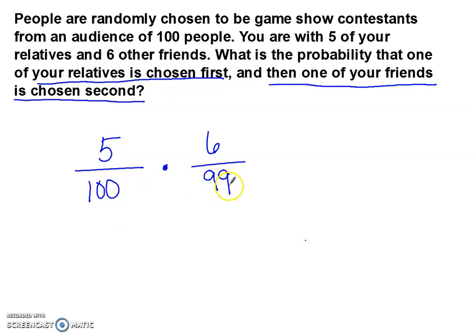These events are dependent because the relative was chosen out of the audience. It made the audience smaller. To find the probability of them combined, we're going to multiply. Straight across. Whoops, 9,900. Chop off that 0 and reduce: 1 over 330. So there's a 1 out of 330 chance that your relative will be chosen first and your friend will be chosen second. You think you have some good chances?